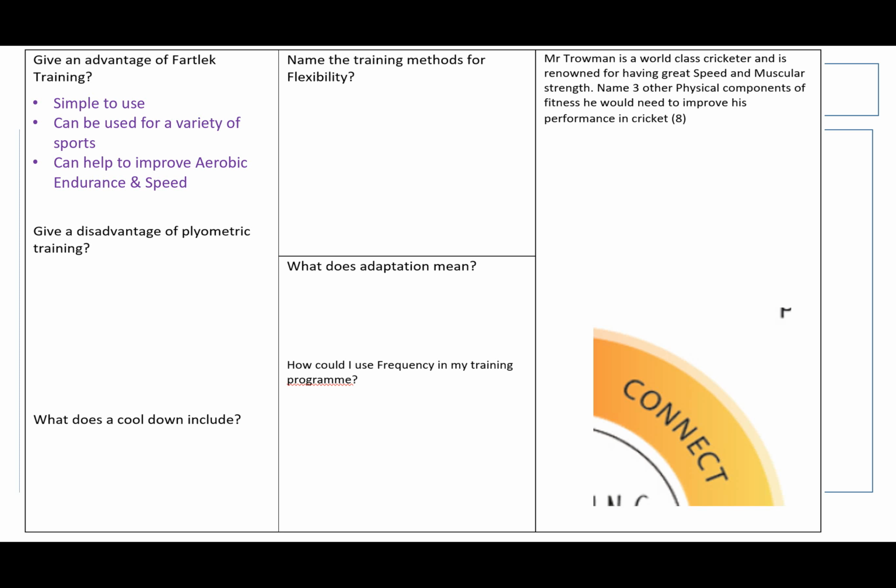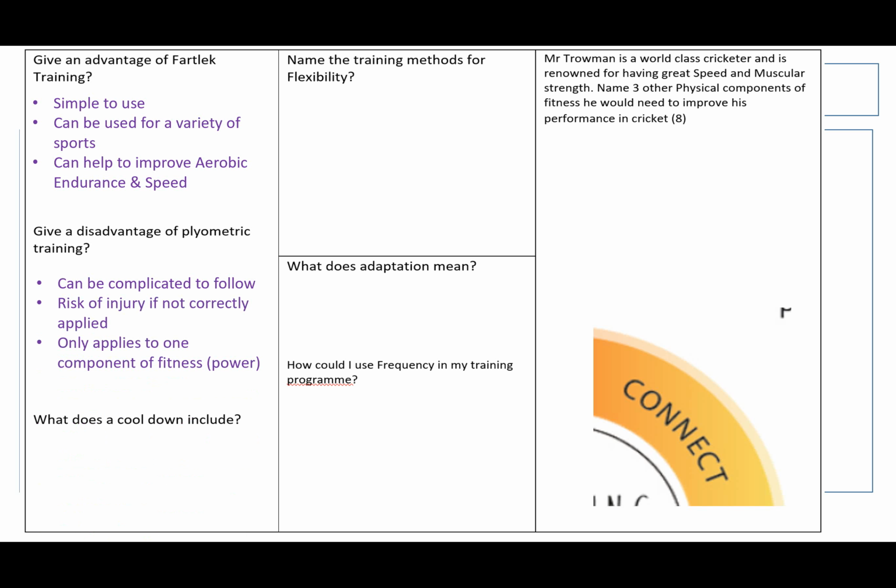Give a disadvantage of plyometric training. It can be complicated to follow. Okay? Really, if you're changing it up and you're trying to increase intensity and all that, you need to be very organised and make sure the sessions are planned. Risk of injury if not correctly applied. And it only applies to one component of fitness, which is power.